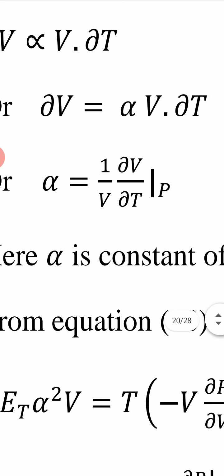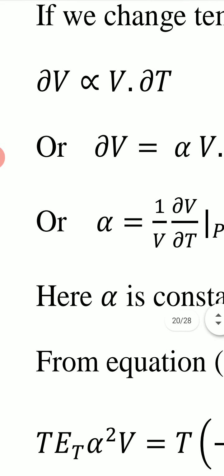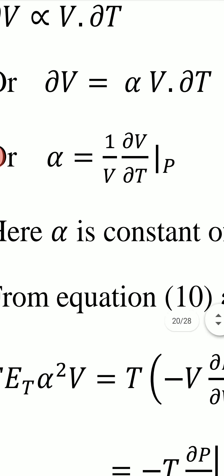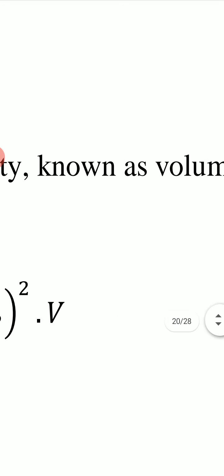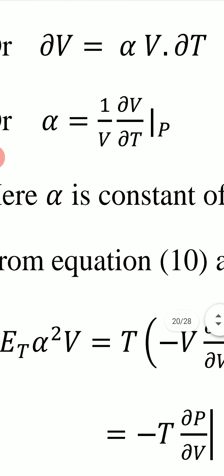So from this definition, delta V equals alpha V delta T, we have alpha equal to 1 upon V into delta V upon delta T. And this is for constant pressure P. For constant pressure P, delta V is proportional to V delta T. So alpha, the constant of proportionality known as the volume expansion coefficient, is defined as 1 upon V delta V upon delta T at constant P.